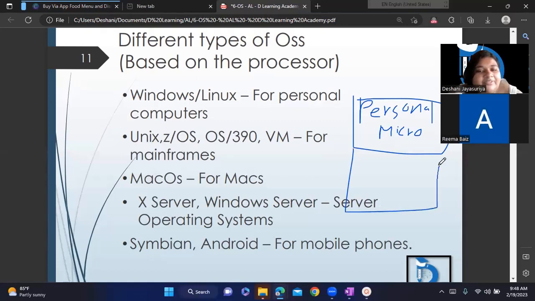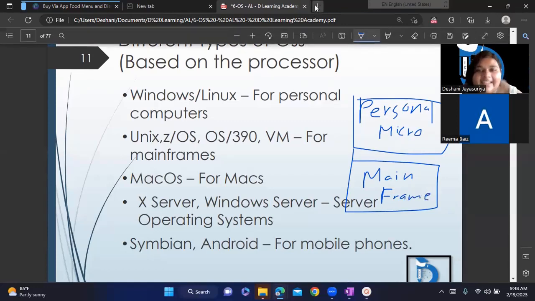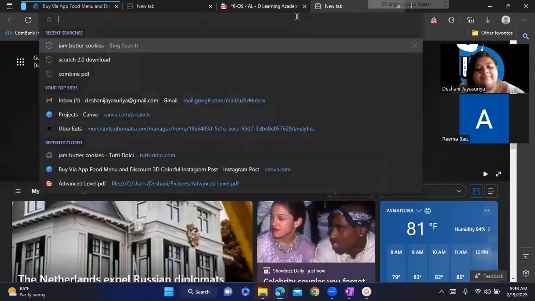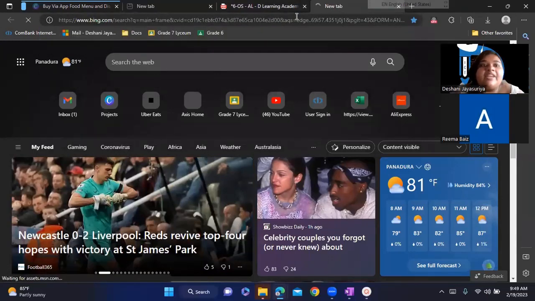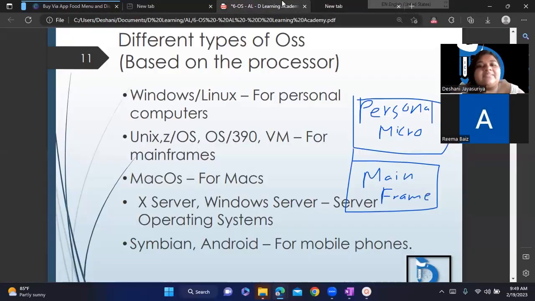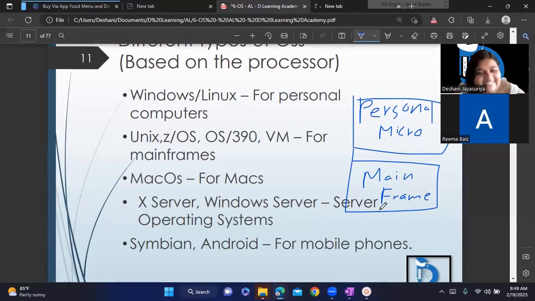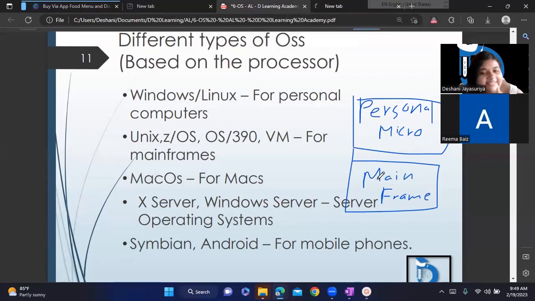Another type is the mainframe. These are huge computers. You need a specific room to store these kinds of computers. As a homework, you can search and try to find the different types of mainframe computers you have. I'm trying to let you understand the differences.